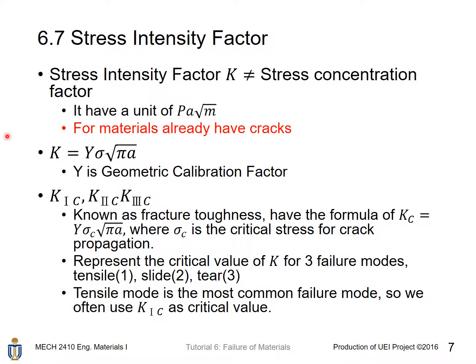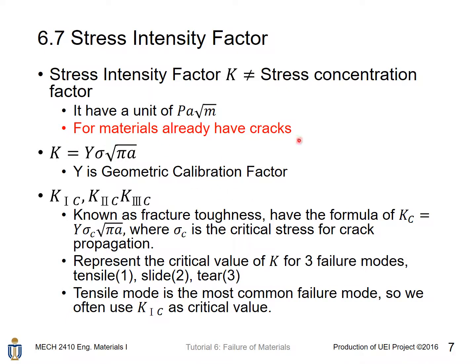Stress intensity factor is defined as Y times sigma times the square root of pi a. a has the same definition as the a within stress concentration factor, which is the half crack length. Sigma is the applied stress, and Y is a factor called the geometric calibration factor, which depends on the geometry of the object.